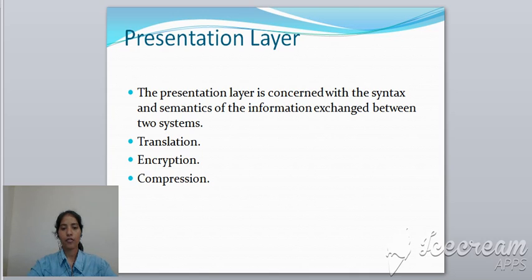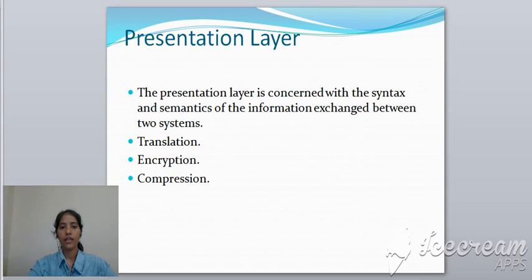Next function of the presentation layer is compression. Data compression reduces the number of bits contained in the information. Data compression becomes particularly important in the transmission of multimedia such as text, audio or video. So this was all about the presentation layer.